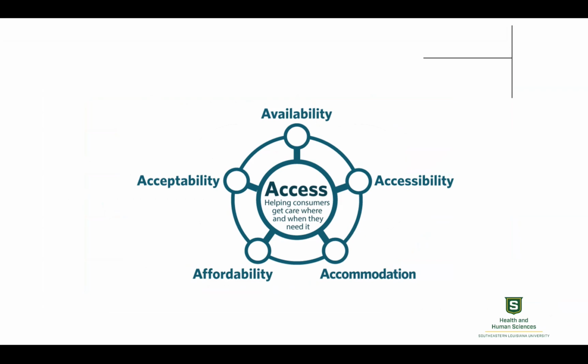So these are some of the dimensions that we use to evaluate what access is. We have availability, accessibility, accommodation, affordability, and acceptability. However, for this class, we are only going to focus on availability, acceptability, and affordability.